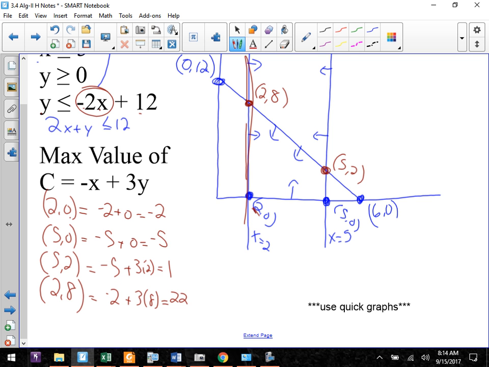There are no mistakes. There are just learning opportunities. Okay. Which one gives you your minimum? At -5. So my ordered pair here is my minimum. And my maximum?